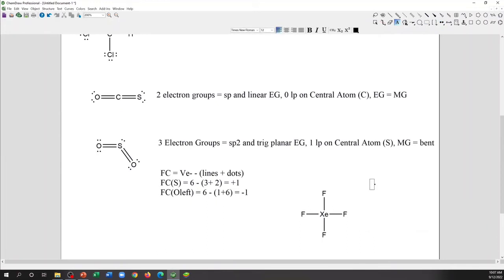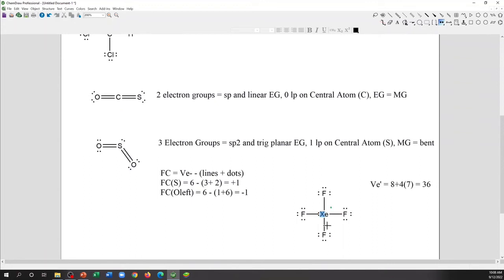So the number of total valence electrons that I have to work with in my structure is equal to 8 for the xenon plus 4 times 7 for the fluorines, which is 36 total electrons. 4 times 7 is 28, plus 8 is 36. So I have 36 valence electrons to place on this compound. I have already placed 2, 4, 6, 8, 10, 12, 14, 16, 18, 20, 22, 24, 26, 28, 30, 32.